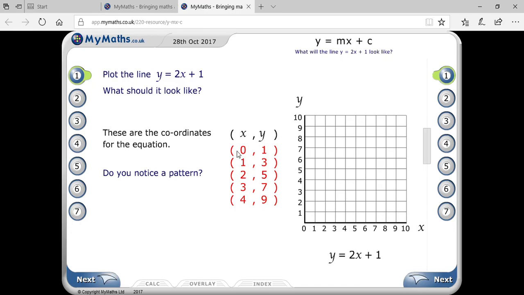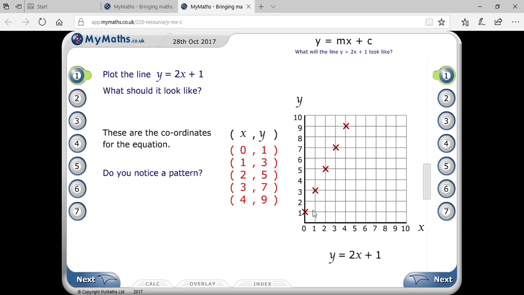Here you are seeing that, as usual, you are increasing the value of x, and regarding that, the value of y is increased by 2. They are asking, do you notice a pattern? Yes. So pattern means this.